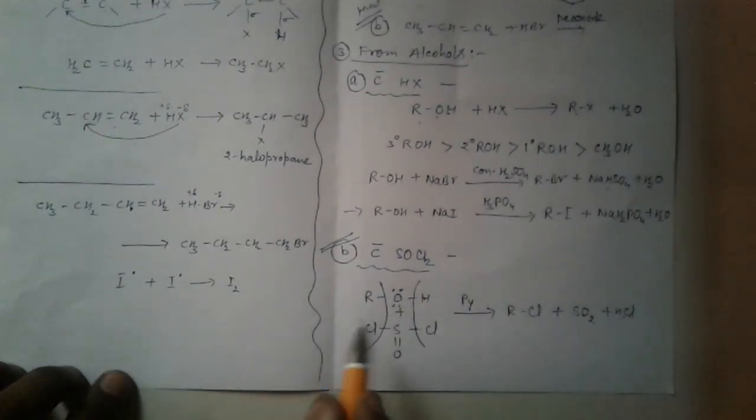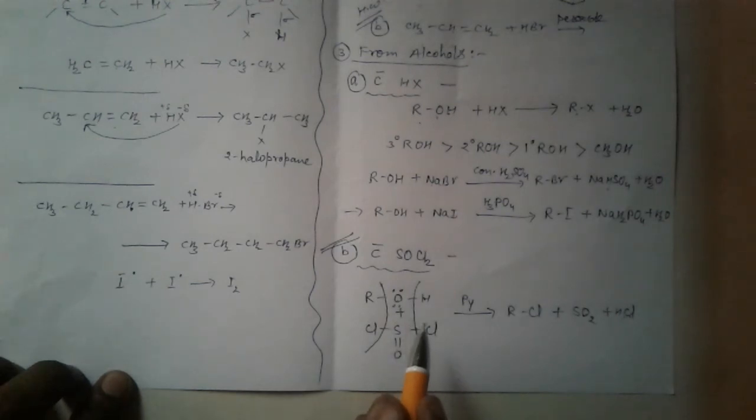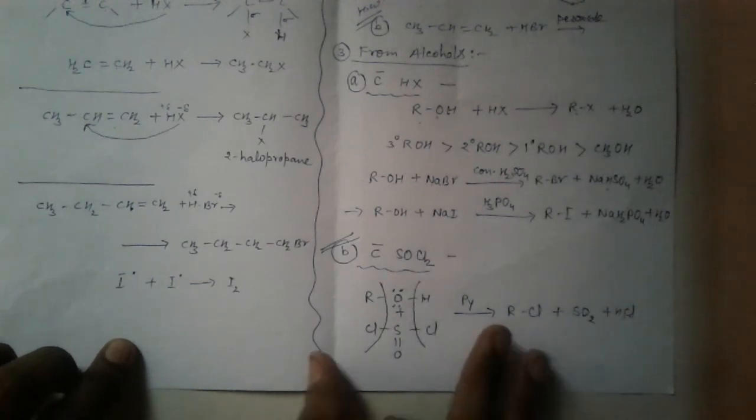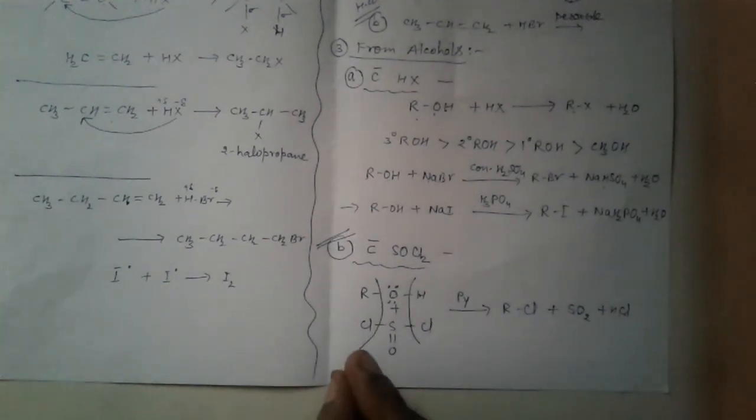Alkyl bromide and alkyl iodide cannot be prepared by this method because thionyl bromide is unstable and thionyl iodide is unknown.